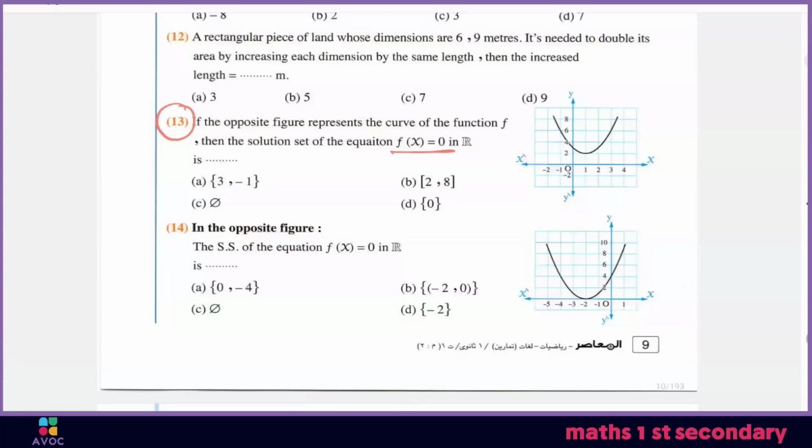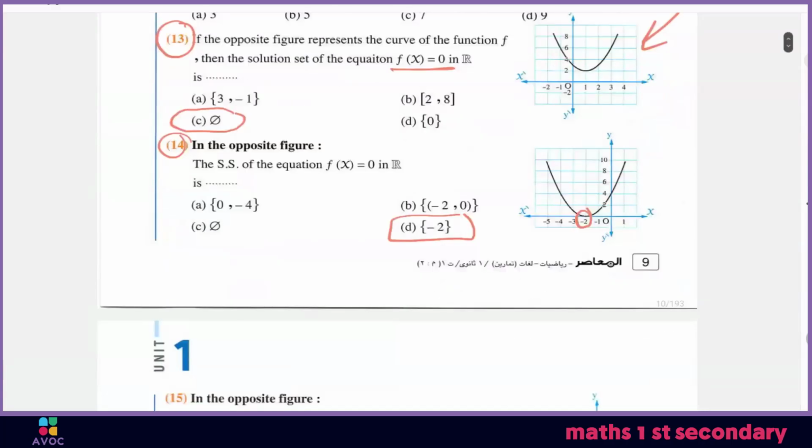In this question he asked you about finding the solution set of the equation. So you will look for the intersection point with the x-axis, but you will notice here the curve doesn't intersect the x-axis, so the solution set will be empty. Okay. The next question, in the opposite figure, the solution set of the equation f of x equals 0 in R. We will look for the intersection point with the x-axis. You will find it will be -2.